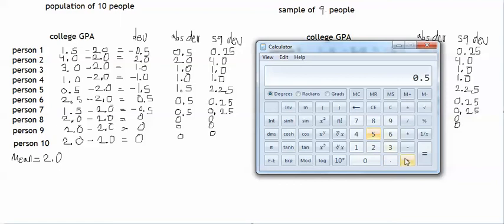Let's add the absolute deviations for the entire population. They added up to 7, and then 7 divided by 10 is 0.7.